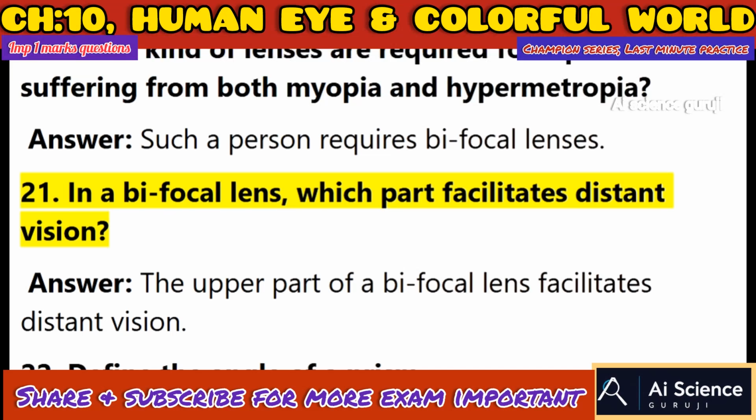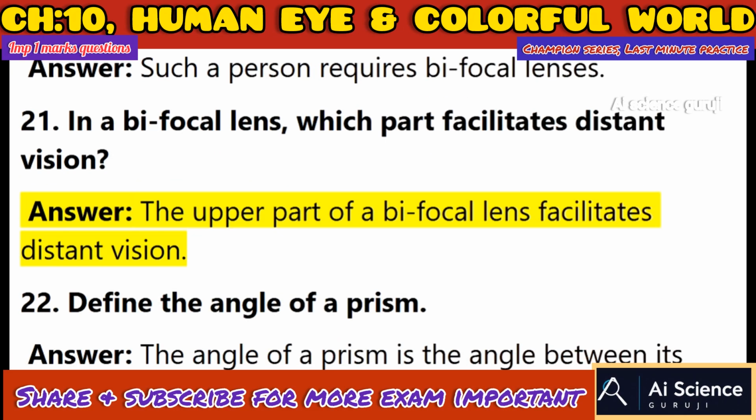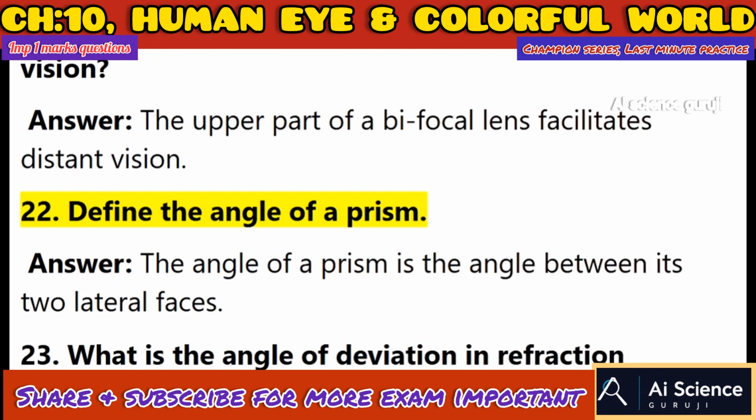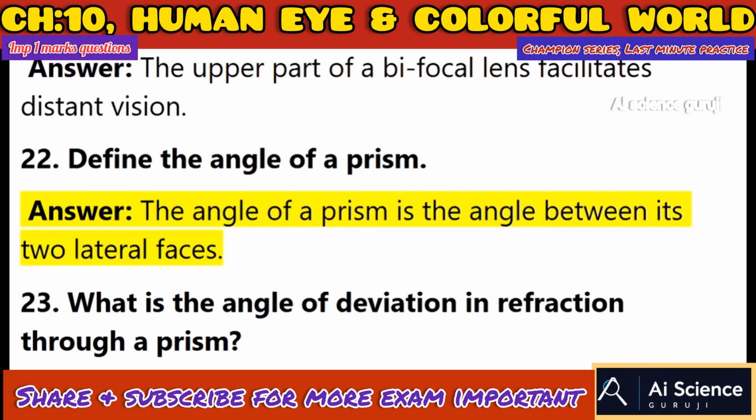21. In a bifocal lens, which part facilitates distant vision? Answer: the upper part of a bifocal lens facilitates distant vision. 22. Define the angle of a prism. Answer: the angle of a prism is the angle between its two lateral faces.